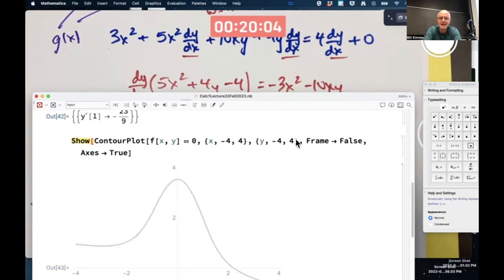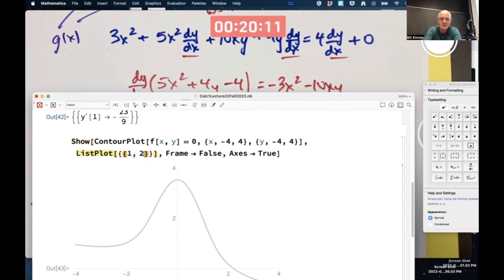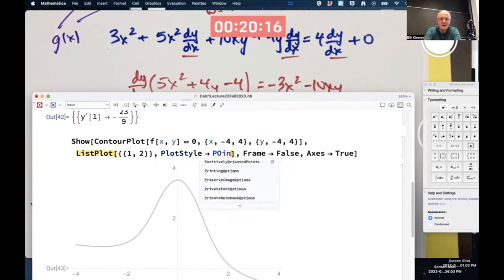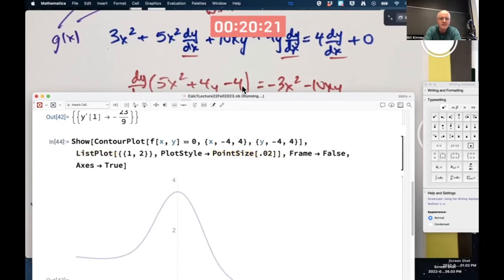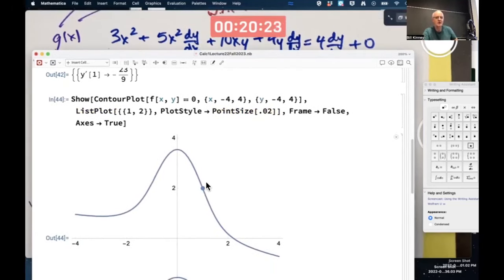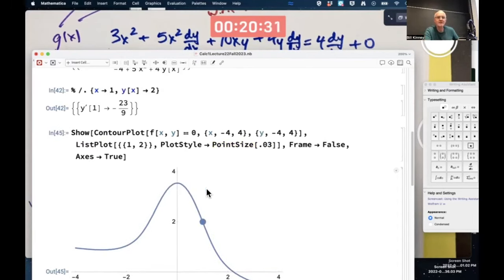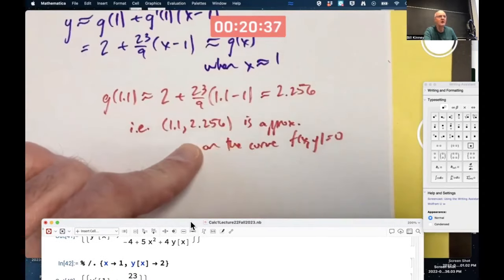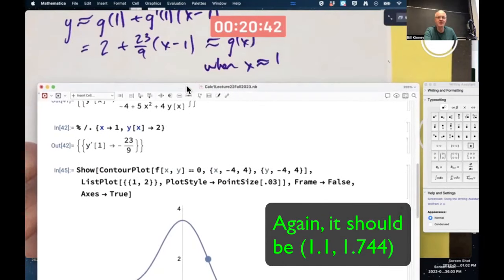Don't worry about my syntax here. I am just trying to plot the point 1, 2 in the picture as fast as I can and make it fairly big. There it is. There's the point 1, 2. Make it even bigger. It is on the curve. Where's the point 1.1, 2.256? Hopefully close to being on the curve.